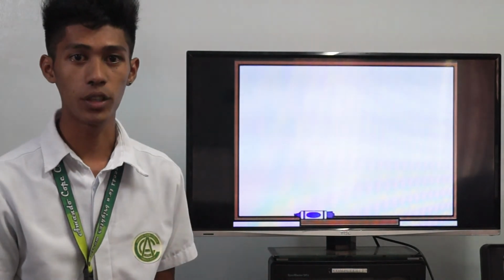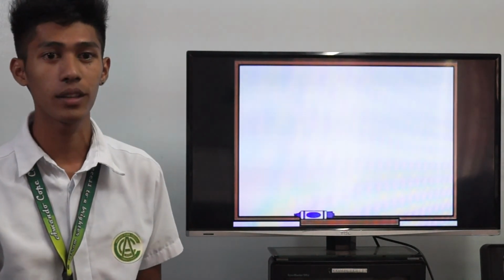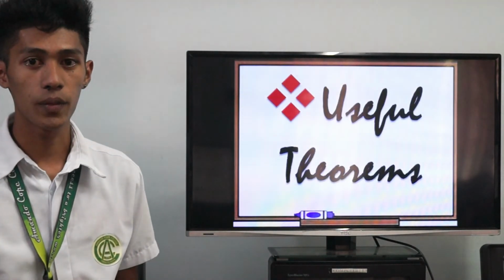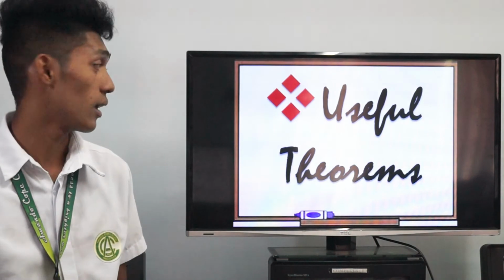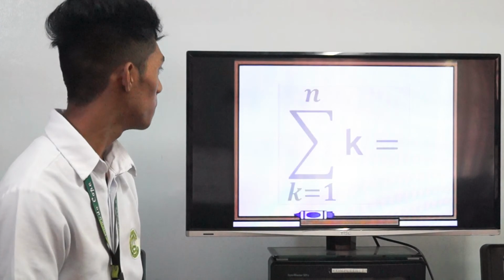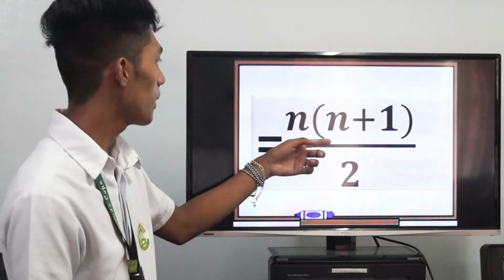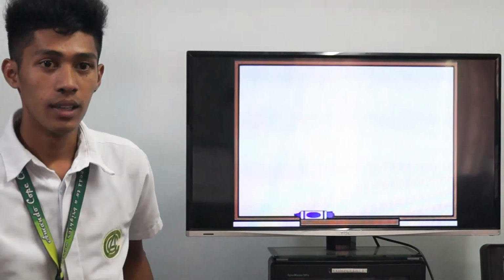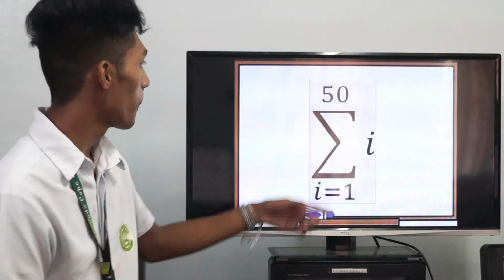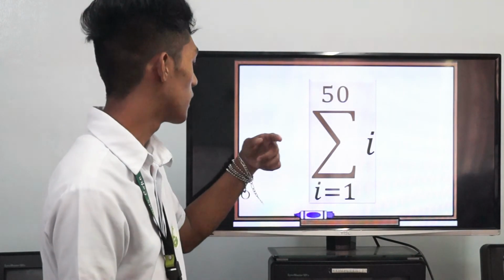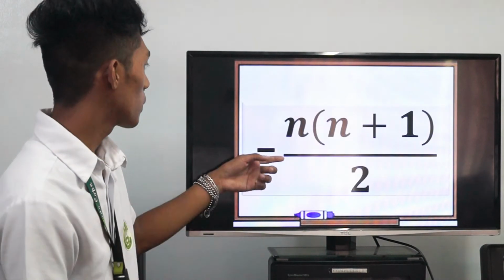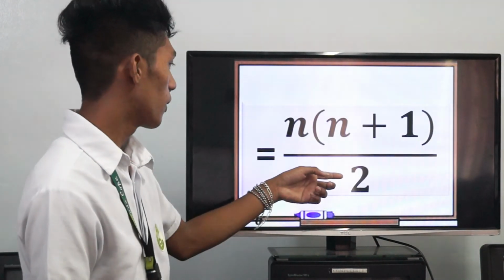Now, let's explore some important theorems that will better help us to understand what summation notation truly is. The first theorem will help us to find the sum of the consecutive numbers, and it is in the form summation of k where k runs from 1 to n is equal to n times the quantity n plus 1 all over 2. This was the note that I was referring to.